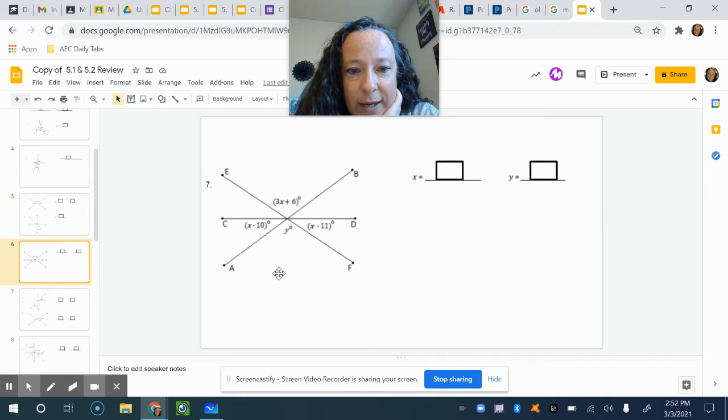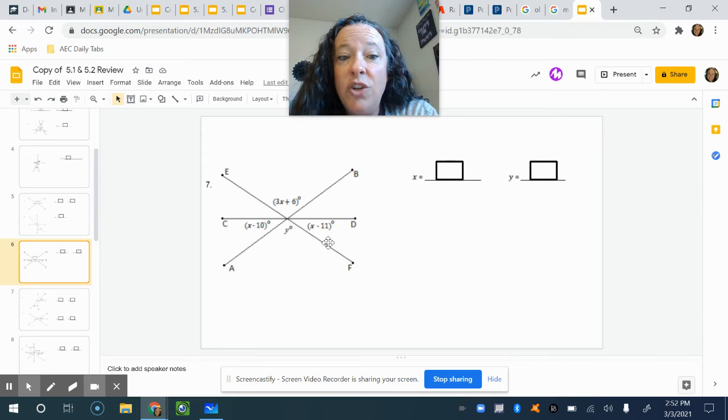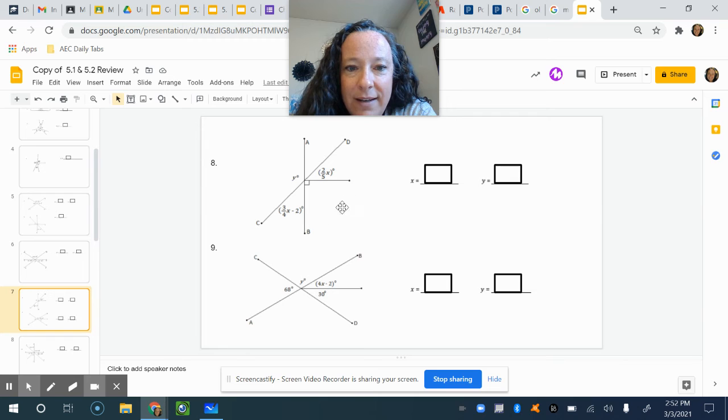All right, let's look at this one. Well, this is x minus 10. I know that this is x minus 10. And this straight line right here is 180. And all of those added together would equal 180. And they all have x's. You could solve for x and go from there. Look at this one. That's 90. This is 3/4 x minus 2. This would be 3/4 x minus 2 as well. So I know 3/4 x minus 2 plus 2/5 x equals 90. And you can go from there with y.